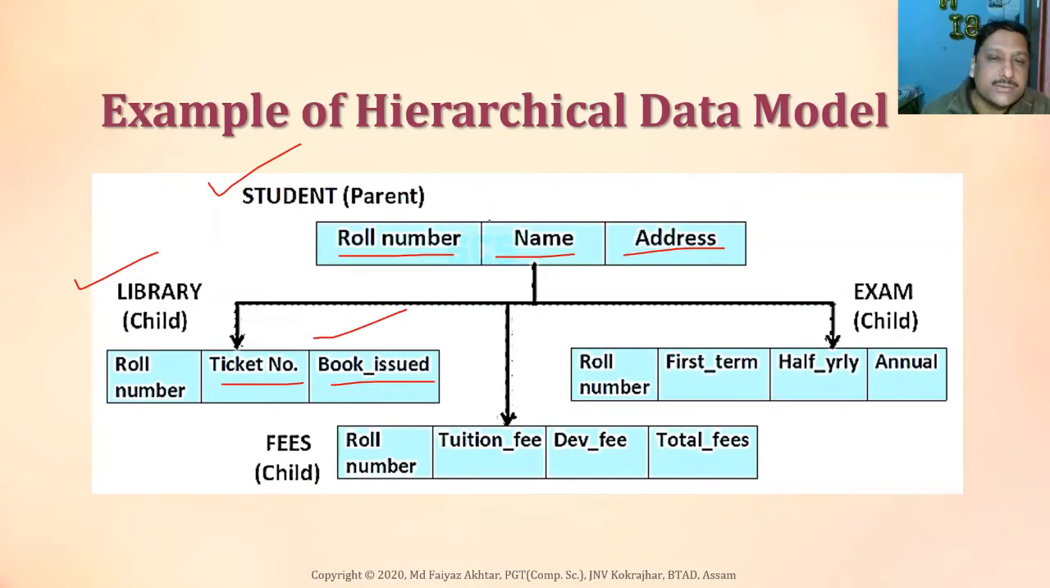Now suppose the exam department is using information of that particular student like this, the roll number, taken from that parent. Then first term marks, half yearly marks and annual marks are stored like this. Then in the fees department, information is stored like this: the roll number is taken, and then tuition fee, development fee and total fees information is stored. These are linked like this in a hierarchical data model.